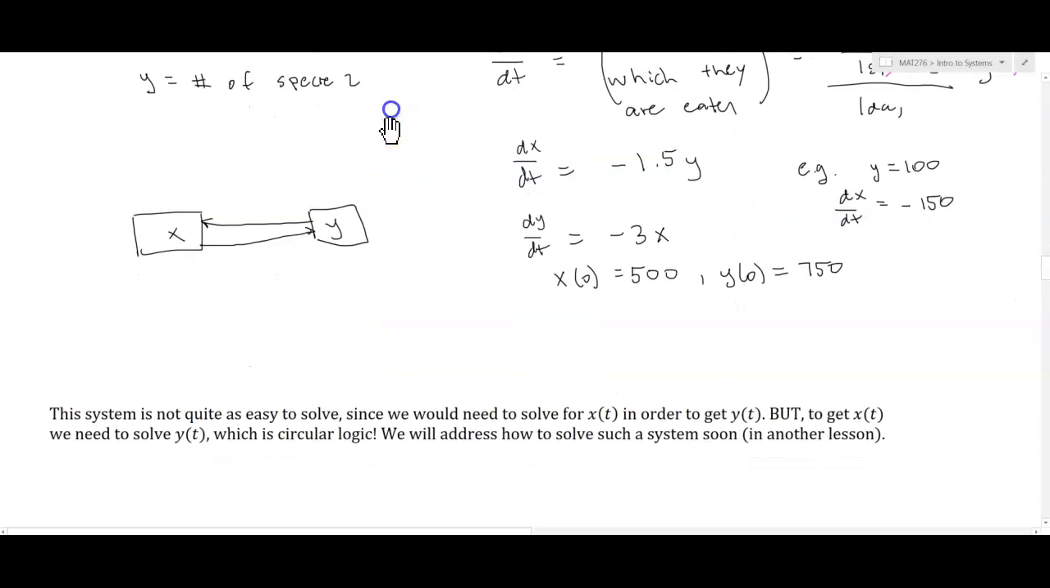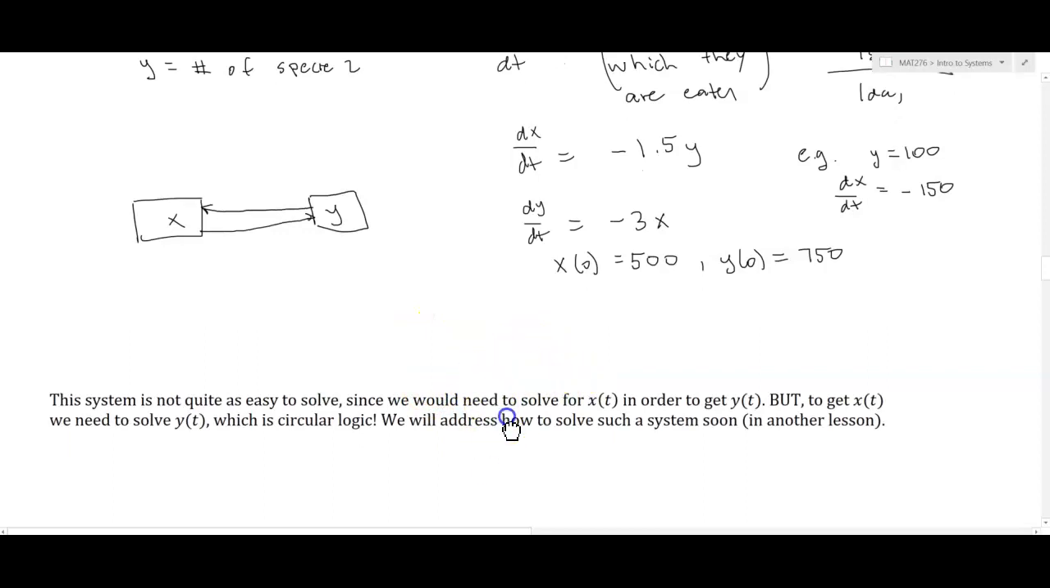More formally, we would state that this system is not quite as easy to solve, since we would need to solve for x of t in order to get y of t. But to get x of t, we need to solve y of t, which is circular logic. To solve dx dt, I need to know what y is. So I go to dy dt and say, let me solve for y, but this requires us to know what x is, and so we have this circular logic. It turns out there's a really nice way to solve this type of system, but we're not going to do that here. We'll do that in a separate lesson.